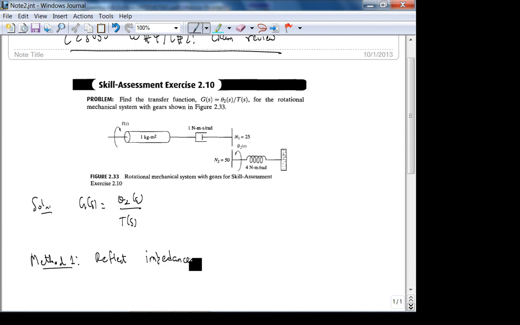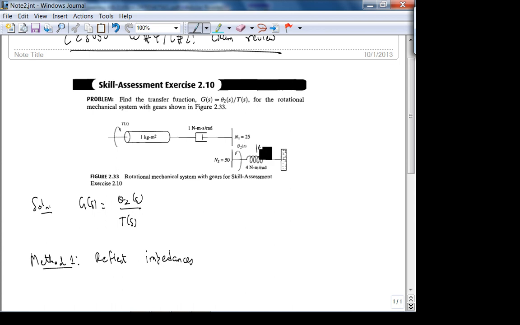So how do you reflect impedances? How many ways can you reflect impedances? Throw me some ideas. Forget the formula. You can use ratios, but more fundamental than that, what do you do? You have to reflect impedances. So how can you do that? Not the technique. You've got two ways, like JP says. So what are the two ways, JP?